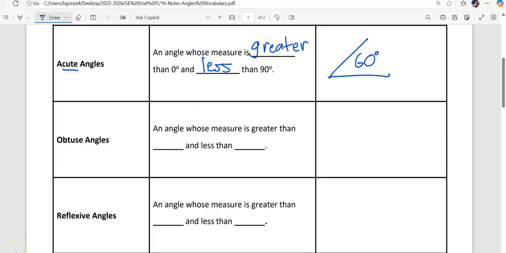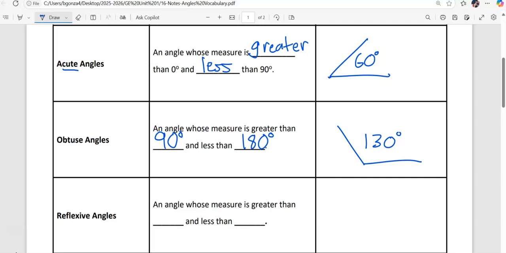Being obtuse, or greater than 90 degrees, but less than a whole straight line of 180 degrees, right? Or am I being obtuse? All right, so like 130 degrees is obtuse, okay? Something greater than 90, but not 180 or greater, okay?